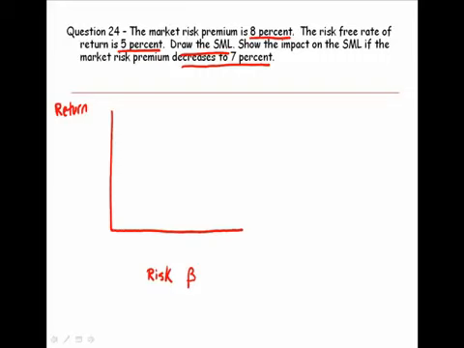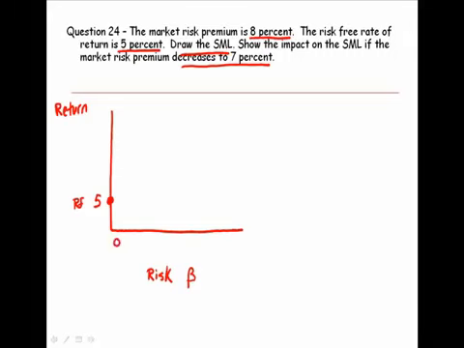Okay? We are also given two rates of return. We know that the risk-free rate is 5%, and so that goes on this axis here. This is the risk-free rate of 5. And it goes on the y-axis because we see that a risk-free security is free of risk. Therefore, it's at a point of 0 risk on this axis.